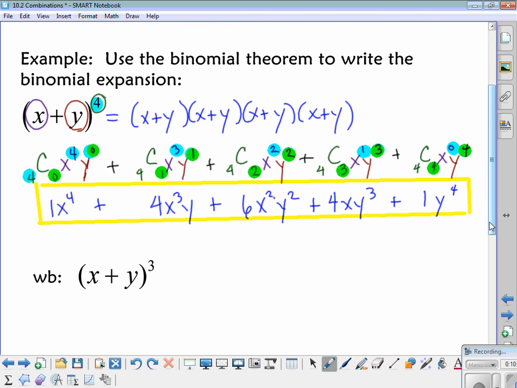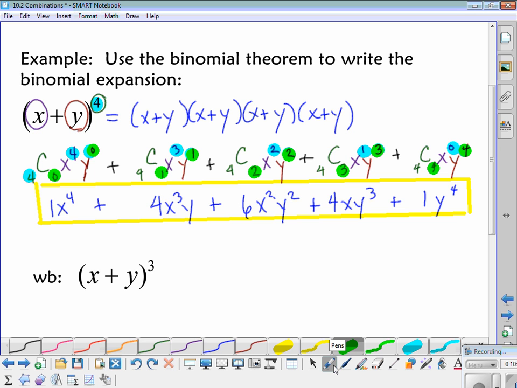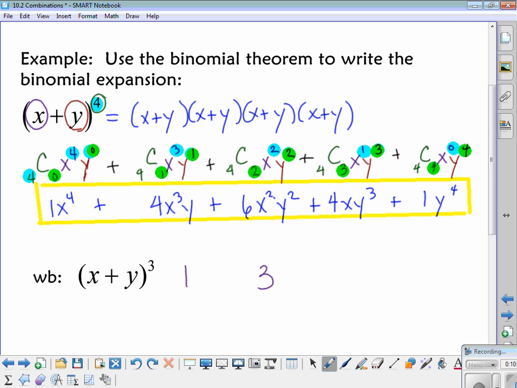Okay, so for this one, what I'm saying is you don't have to write down the combinations. What's my power? 3. So look at your Pascal's triangle. What's the row that's got the 3's in it? What is that row? 1, 3, 3, 1. So you've already done your combinations, okay? So now just figure out what goes after those numbers.